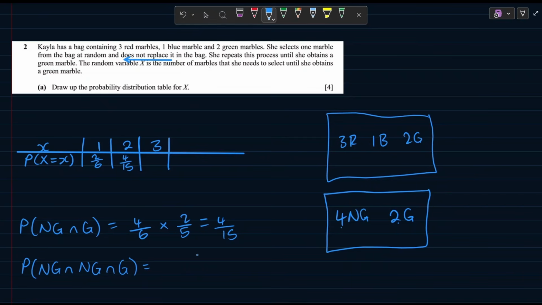So that's going to be 4 out of 6 for not green on the first pick. Once we pick 1 marble, we have 5. Since we selected a not green on our first pick, we only have 3 not greens remaining. And then on the third pick, we've got 4 remaining because we've already selected 2 marbles and only 2 of those are green. So that's going to be 4 over 6 times 3 over 5 times 2 over 4, which gives us 1 over 5.